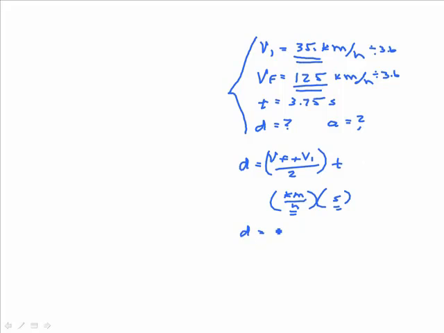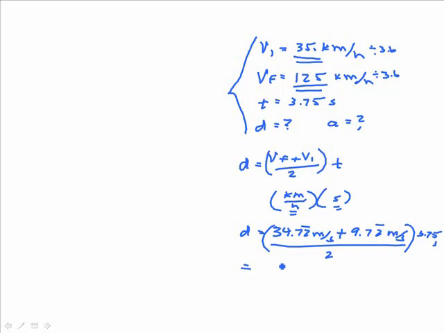d is going to be equal to Vf, which is 125 divided by 3.6. So 125 divided by 3.6 is 34.72 meters per second. That's the final velocity in meters per second, plus 9.72 meters per second, which is the initial velocity, and we divide that by 2, we add them, divide by 2, and then multiply by time, 3.75 seconds, and now we'll get a solution.